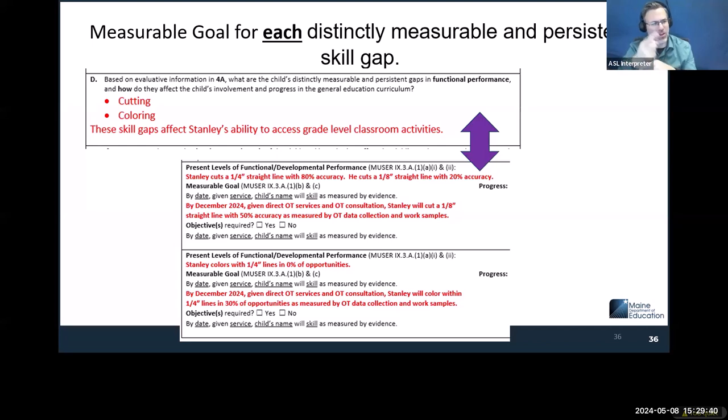So then we have the baseline. He cuts a 1/8 inch straight line with 20% accuracy. So that first part is really good information to have, right? That prerequisite skill. But we also want the baseline that aligns with the goal, the same data point, right? He's at 20% now. We want him to get to 50%. And that's what we're using for our progress monitoring.